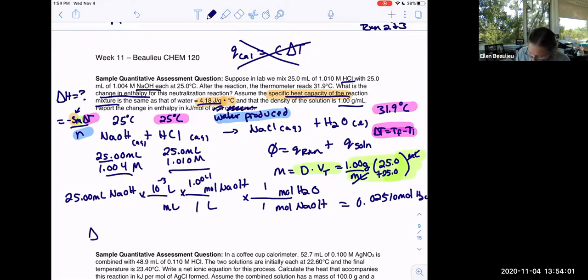So I can plug in for delta H. I can solve for delta H. I'm going to put in my specific heat, 4.18.